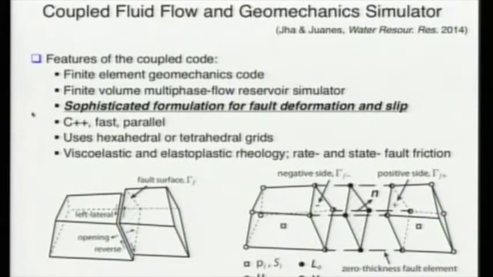It includes a sophisticated formulation for fault deformation and slip, which allows faults to slip on discontinuity surfaces. It's fast, parallel, modular. You can use either hexahedral or tetrahedral grids and include interesting rheologies like viscoelastic and elastoplastic rheology, realistic friction parameters on faults. So this provided a great opportunity for our group to extend our previous work and actually build a detailed physical-based model of what's happening in the Cavone field.